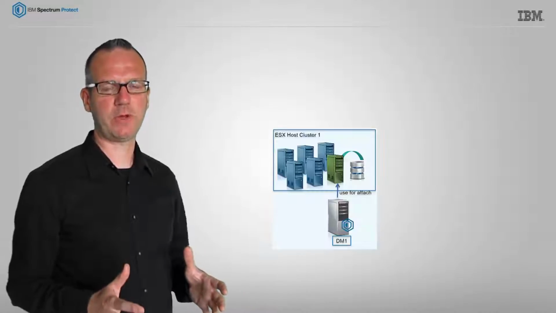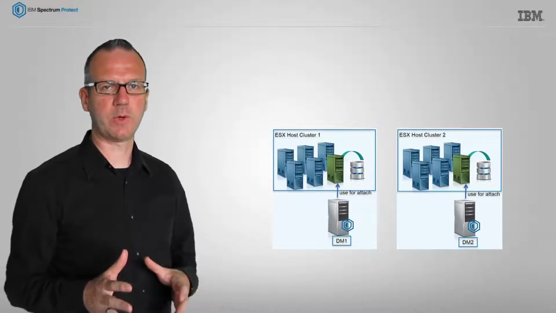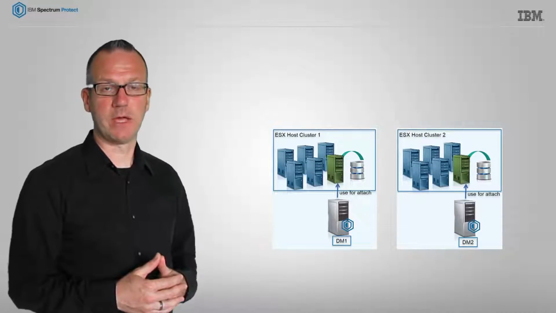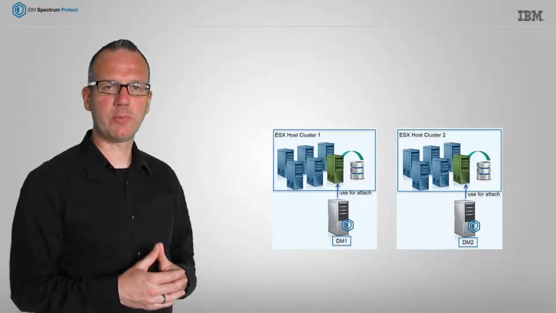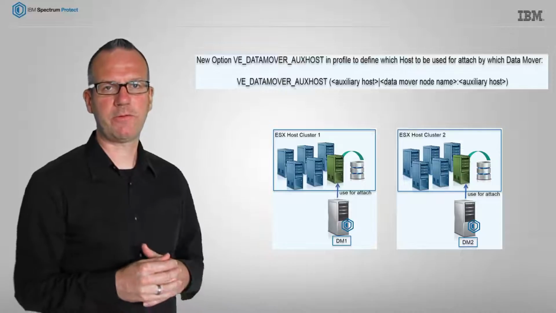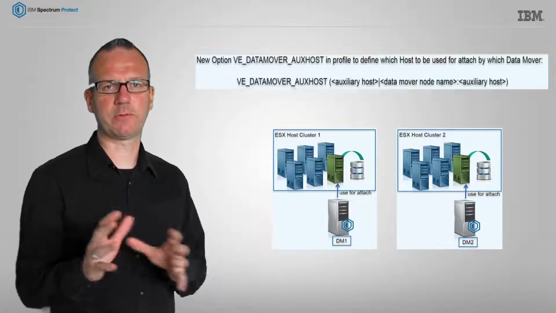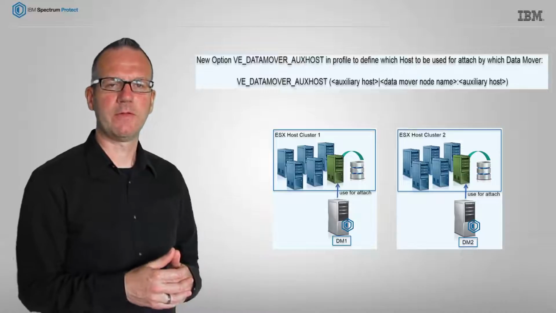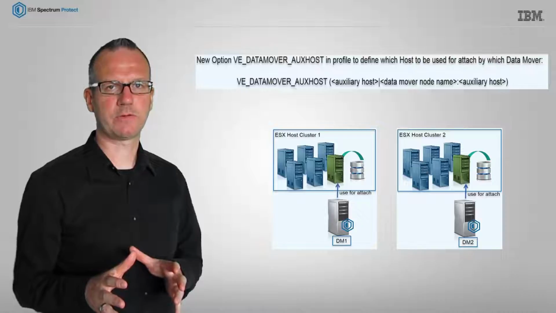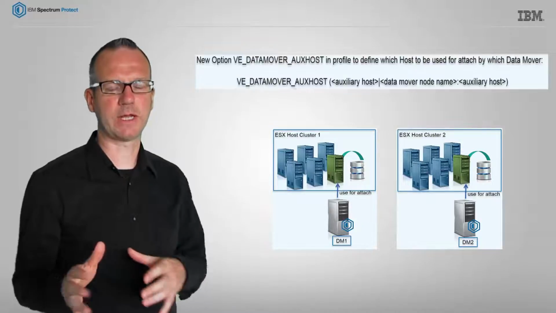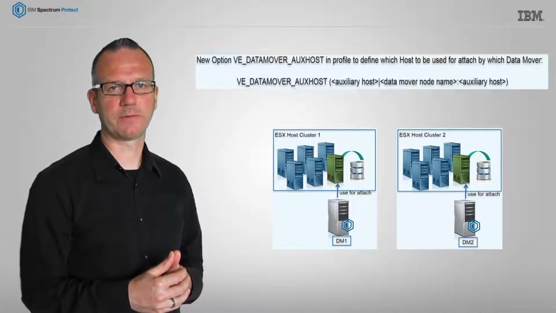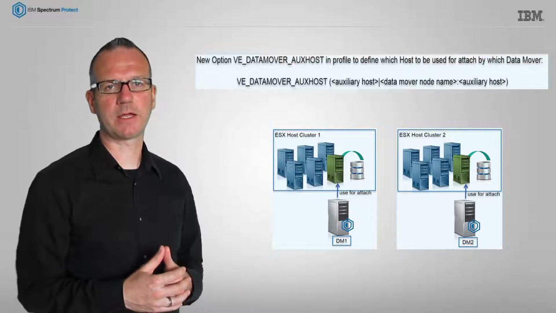Let's assume you have two ESX host clusters and you want to configure a Spectrum Protect data mover for each cluster. For this case, we have introduced a new profile option in Spectrum Protect Snapshot that you can use to define a mapping for a data mover to a specific ESX host. This ESX host is then used for the attach and detach operations for offloads with this specific data mover. You can use the setup script to define those mappings. Now let's zoom in and take a look how that's done.